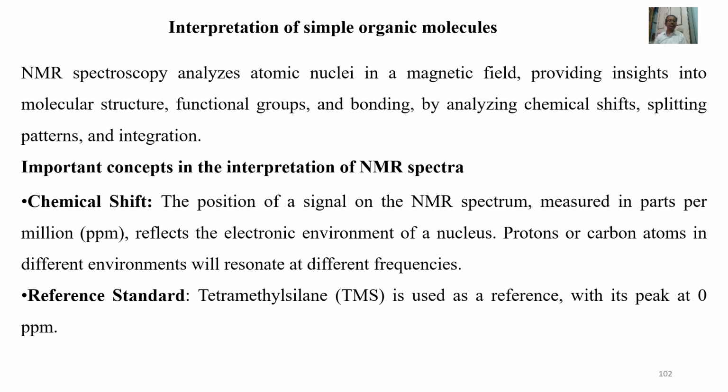NMR spectroscopy analyzes atomic nuclei in a magnetic field, providing insights into molecular structure, functional groups, and bonding by analyzing chemical shifts, splitting patterns, and integration. Important concepts in the interpretation of NMR spectra. Chemical shift. The position of a signal on the NMR spectrum, measured in parts per million, reflects the electronic environment of a nucleus. Protons or carbon atoms in different environments will resonate at different frequencies.